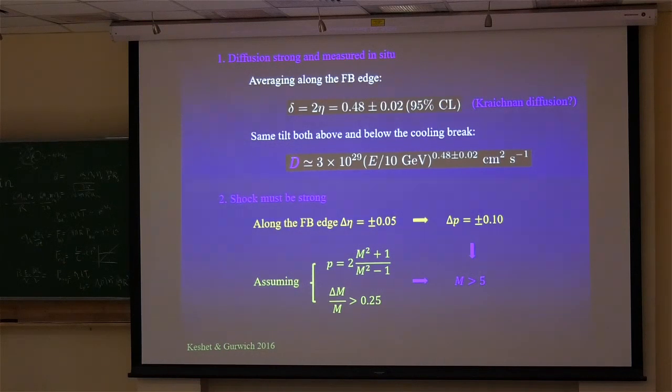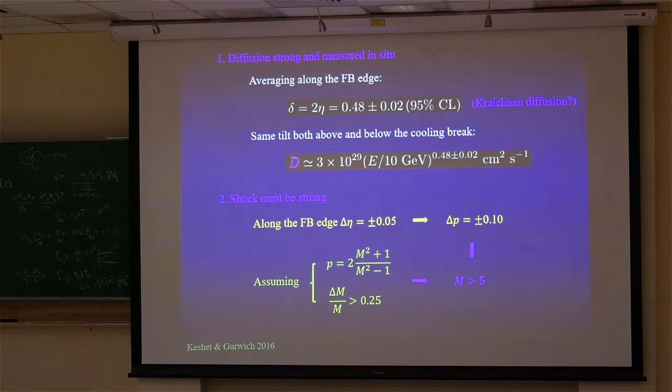What's the microscopic explanation? Exactly this: the energy dependence of the diffusion coefficient. It doesn't go as energy to the one third, which is Kolmogorov diffusion, but rather it has a higher energy dependence. And the microscopic model, which we can discuss later, I don't want to say something incorrect. So this is one point.